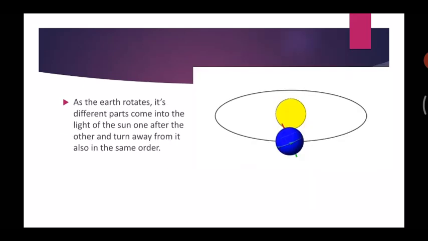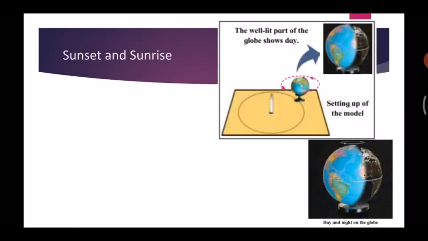Now from the activity we learn that as the earth rotates, its different parts come into the light of the sun, one after the other, and turn away from it also in the same order. So we will notice that as one place comes in front of the sun, it moves away and the next part of the earth comes in front of the light. So that is how each part of the earth gets the sunlight. Let's move to the next.